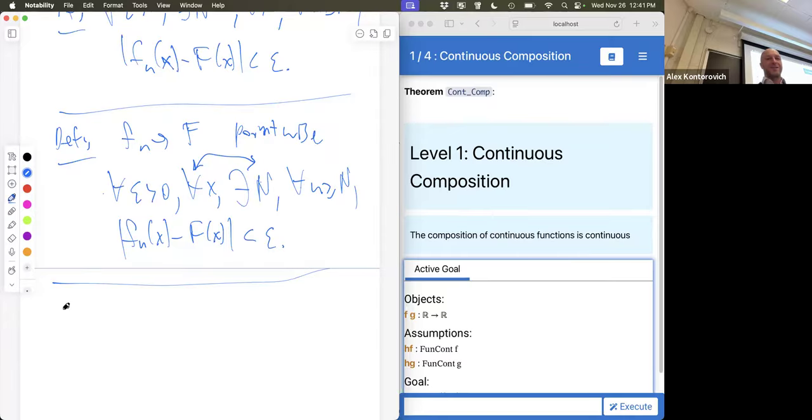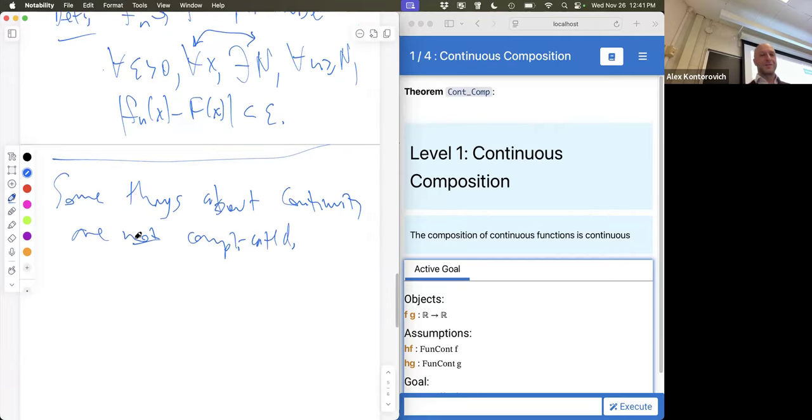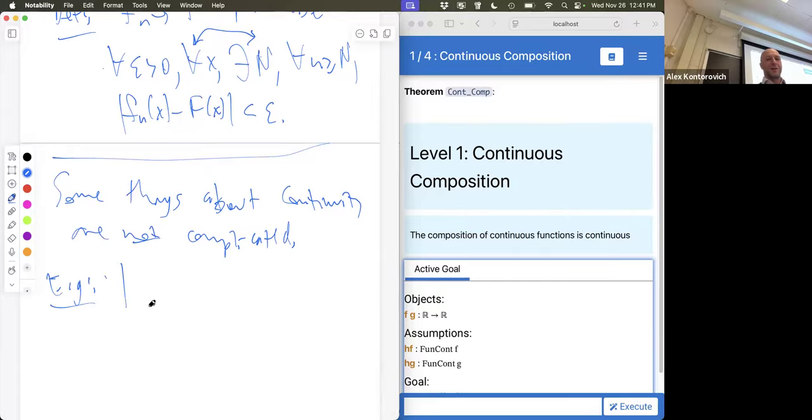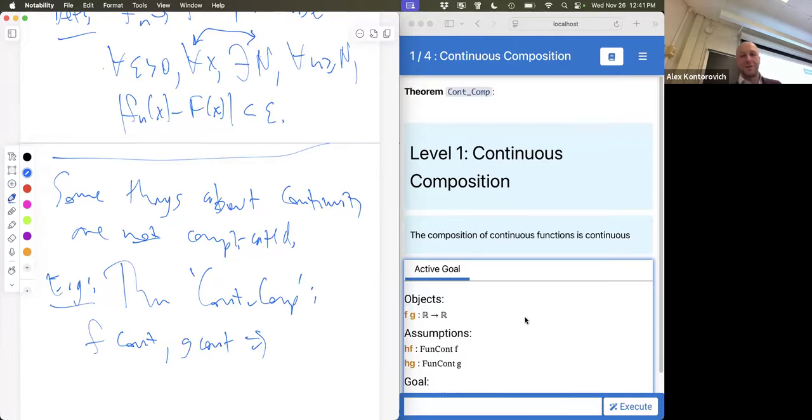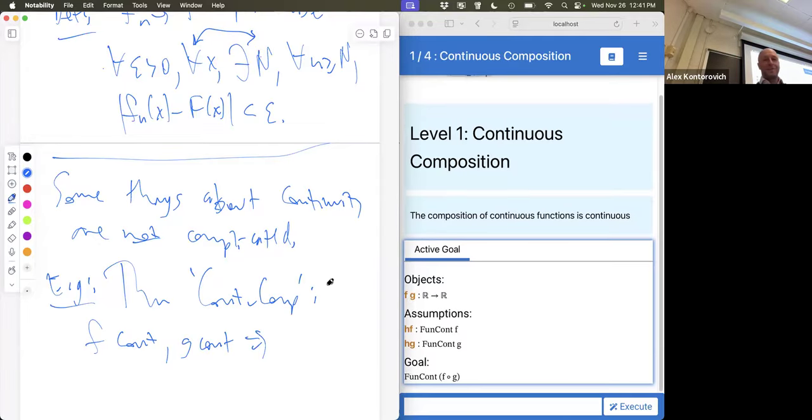But first, some things about continuity are not complicated. I wanted to do this last time and we ran out of time. For example, composition. So this is a theorem. The theorem is called, did I give it a name? Comp. So if you compose continuous functions, it says f is continuous and g is continuous, then our goal, if you couldn't guess from the name, is the continuity of f compose g.